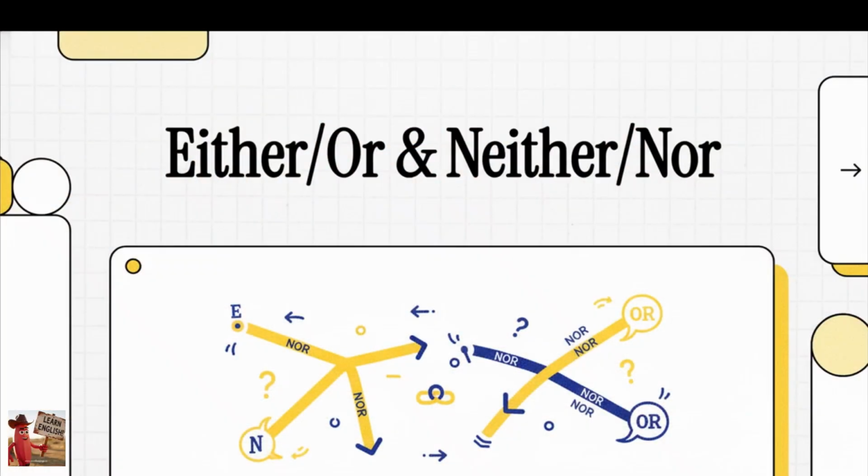Hey everyone, and welcome! Today, we're going to untangle a tricky little grammar knot that trips up so many people. The dynamic duos: either/or and neither/nor. By the end of this, I promise you're going to get it right every single time.